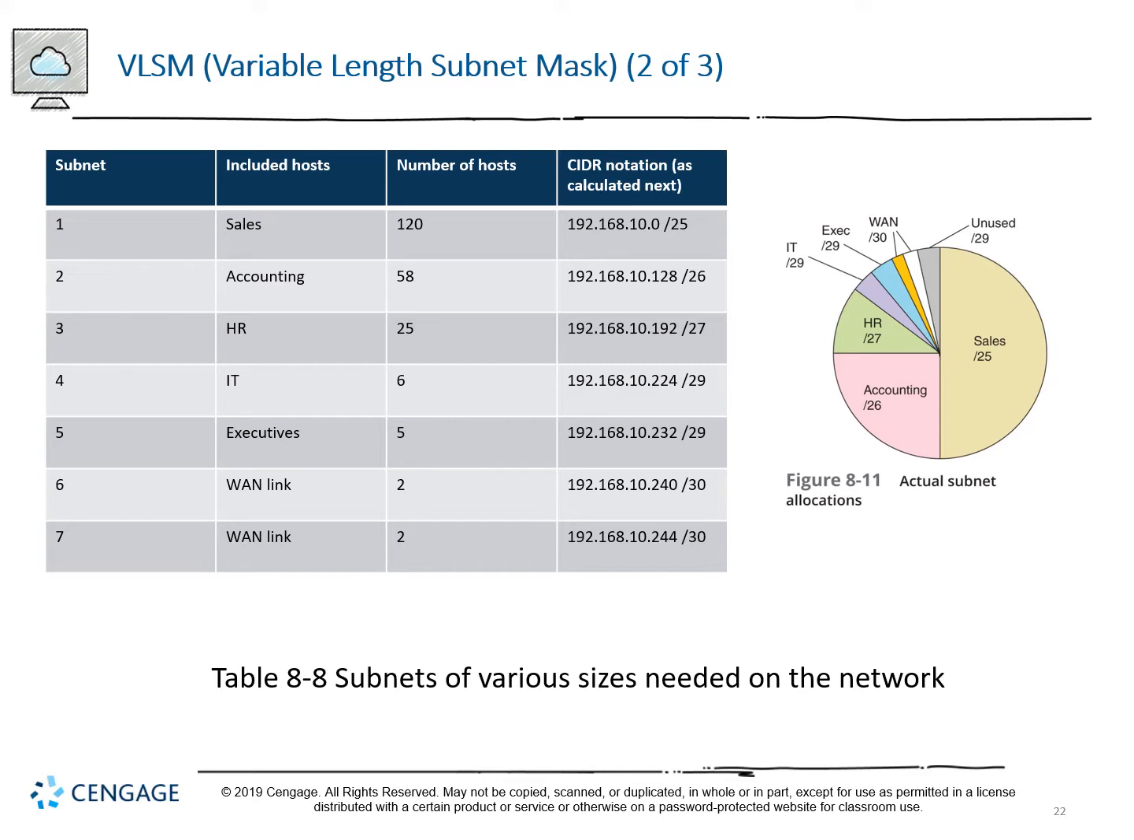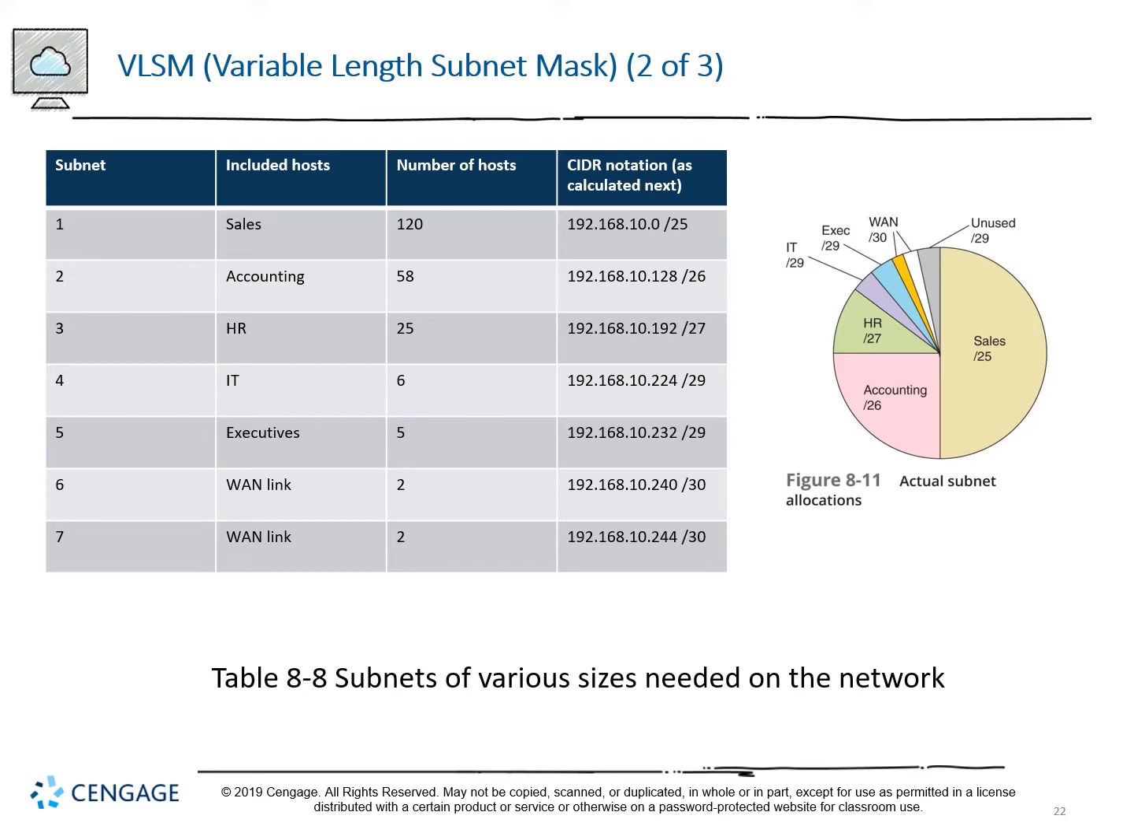So 120 is close to 128, 58 is close to 64, 25 is close to 32, 6 is close to 8, 5 is close to 8, and 2 are both right dead on the money as far as powers of 2 to the first, obviously. So that's how we break it down. We go and figure out, okay, 128 hosts means that we will need to cover about half of what would have been 256. So we just borrow the 1 bit, and that allows us to have that 128. So remember, borrowing 1 bit means that's a representation of 128.